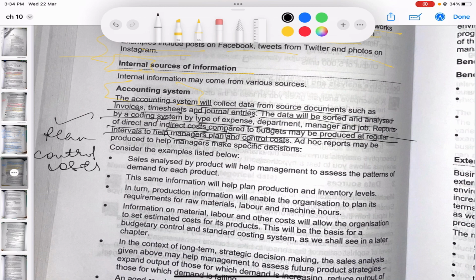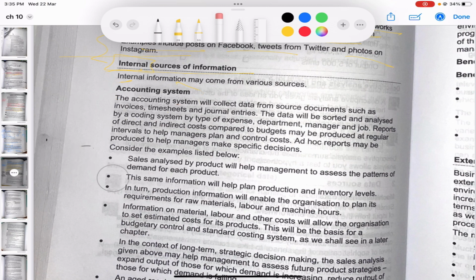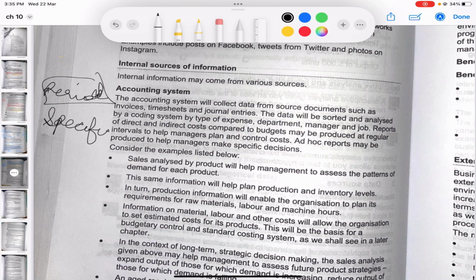What do you mean by control costs? Your profit should always be more than costs, right? That is what they are talking about. Ad hoc reports may be produced to help managers make specific decisions. Recall from your BT paper, what was ad hoc? Ad hoc means a person working for you for a period of time only, or for a specific project to be completed. Okay, that is what ad hoc was.